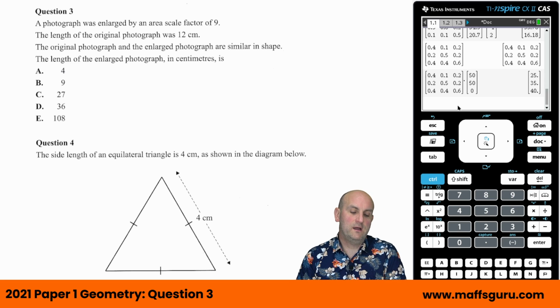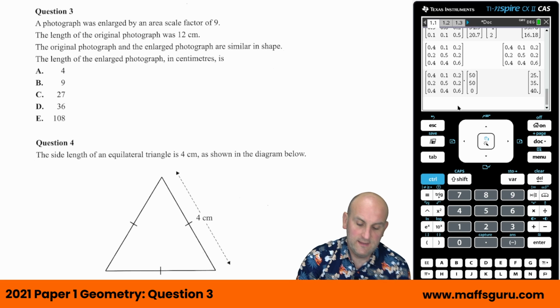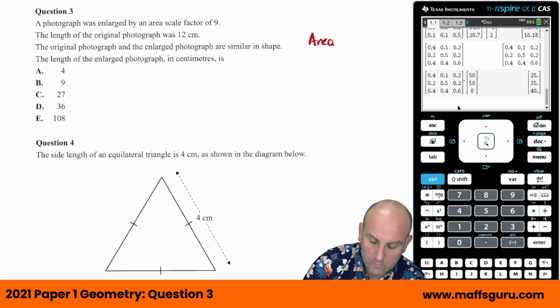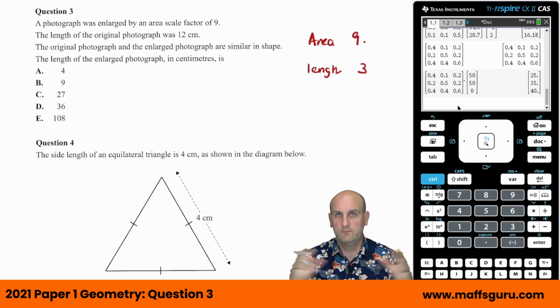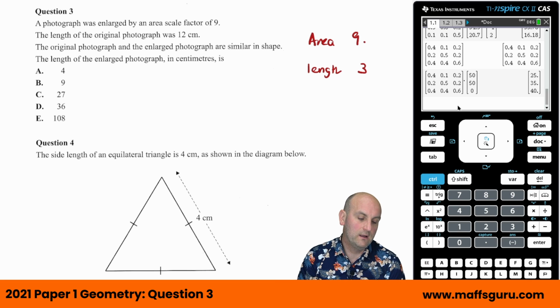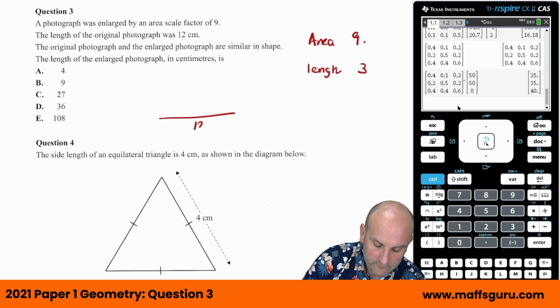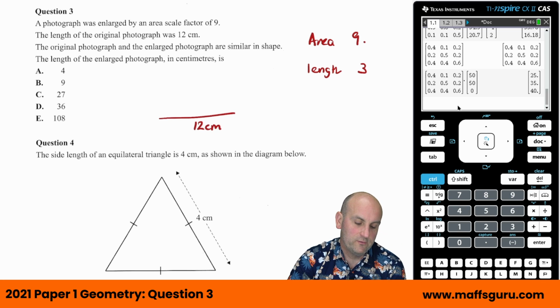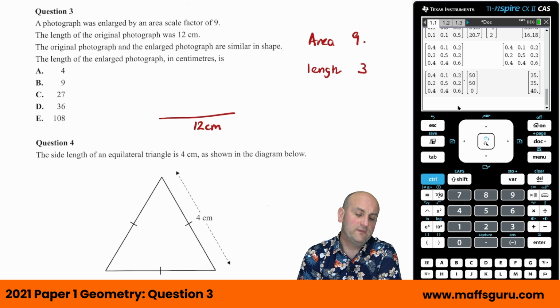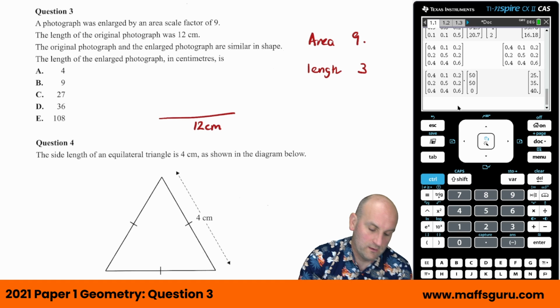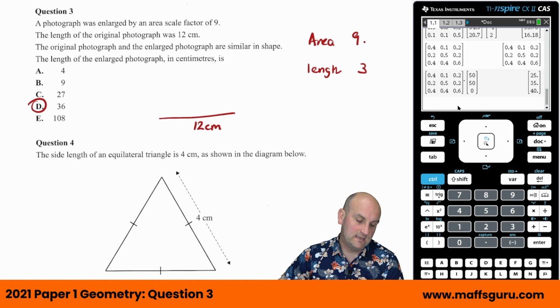A photograph was enlarged by an area scale factor of 9. Now, the minute they told me the area scale factor was 9, I know that my length scale factor is the square root of that, which is 3. So I know the lengths are actually 3 times bigger, because remember, length times length gives me the area. The length of the original photo was 12 centimeters. The original photo and large photo are similar in shape. That tells me that I can use this rule. The length of the enlarged photo in centimeters is 3 times bigger than 12, which gives me 36 centimeters.